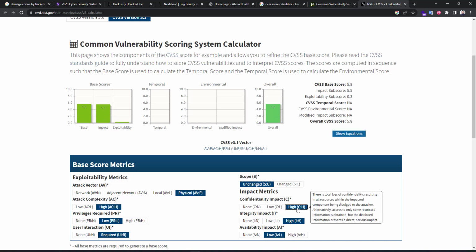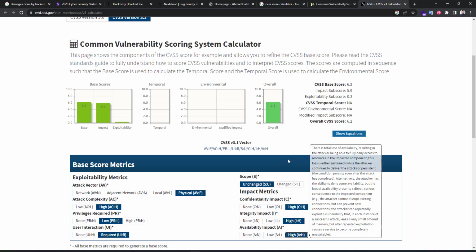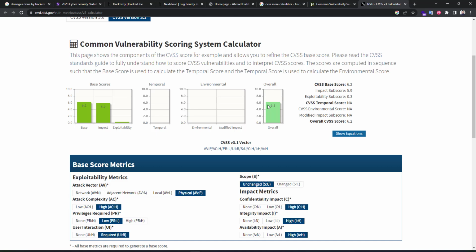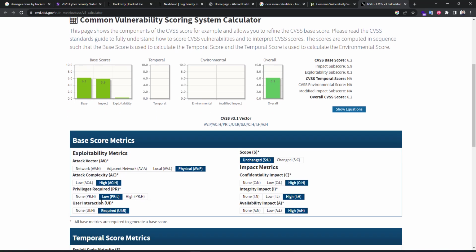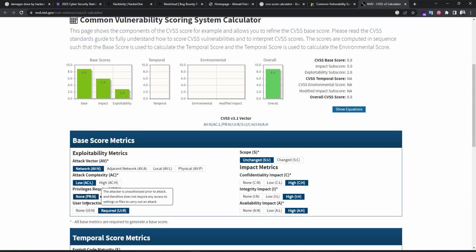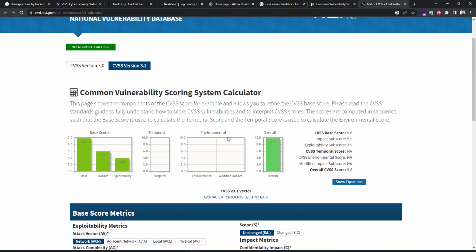For example, if we set it to high and this one to high, we will get a score of 6.2, which is a medium. But if we play with it a bit here to network, we will get 8, which is a high vulnerability. If we hit it like here, no, 9.8, which is a critical vulnerability. And you know, like this.